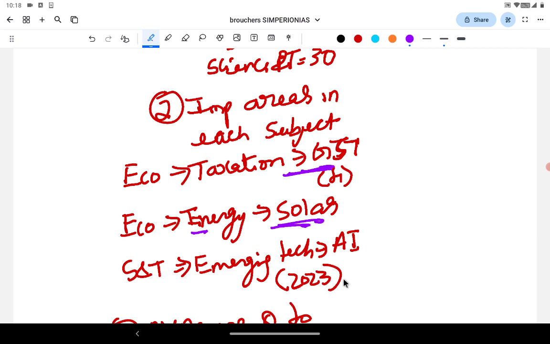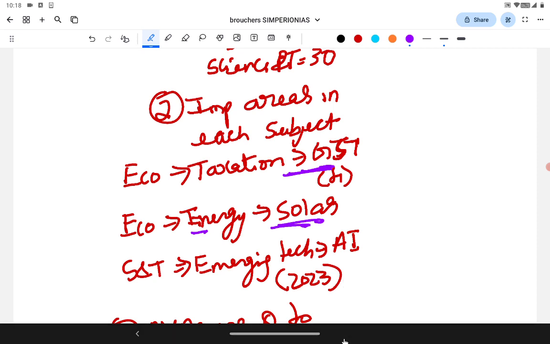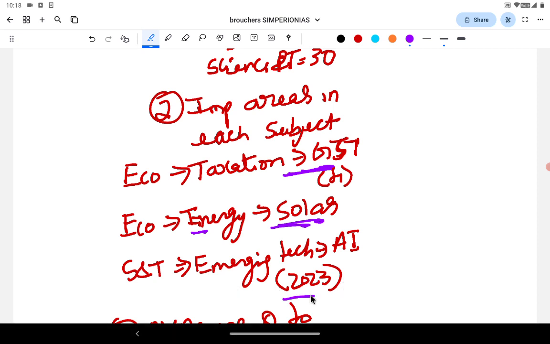Let's take another similar example. In science and tech, you have the topic of emerging technologies. AI was asked in the Mains in 2023. This is not the first time AI was asked. It was asked at least 2 times, as far as we have analyzed the PYQs, in 1999 and around 1998, somewhere in the 90s. They asked twice what the utilities of AI are, what the prospects of AI are.